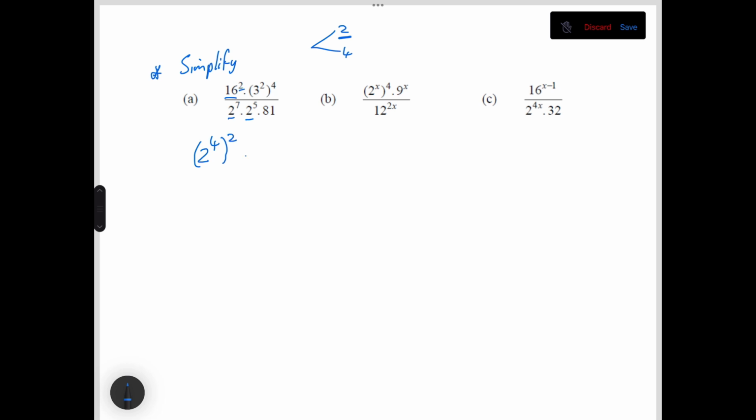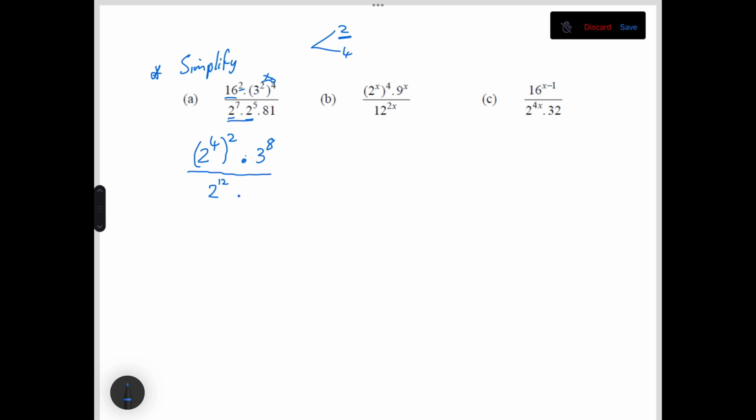Okay. And then times, then you take 3. Now we have a power to a power, so we have to multiply out the exponents. So it's 2 times 4, which gives me 8. And then here at the bottom, we see we have the same bases. We multiply the bases, and then we add the exponents. So that gives me 2 to the power of 12.